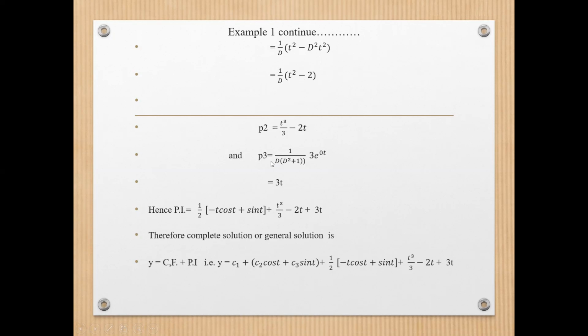Now the next term, the third term, P3 is equal to 1 upon D into (D square plus 1) times 3 into e raised to 0 t. Here we have to use case number type number 1. As you know, when the right hand side of the equation is of the form e raised to ax, at that time we put a in place of D in the denominator, and the denominator must not be equal to 0. See here, we put D equal to 0, and the denominator becomes 0. So take the derivative of the denominator.